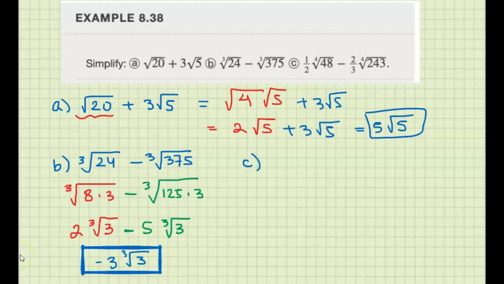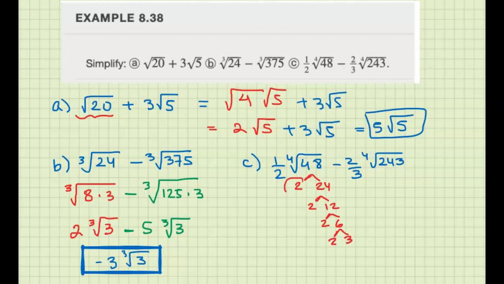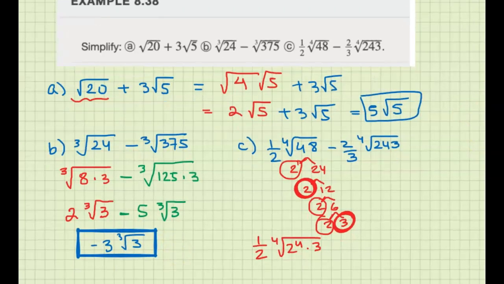Alright, let's look at C. 1/2 4th root of 48 minus 2/3 4th root of 243. Now with 4th roots, it's harder for me to remember perfect fourths. So we're going to factor 48. So this is 2 times 24, 2 times 12, 2 times 6, and 2 times 3. Alright, so these are my prime factors. So this is 1/2 4th root of, there's 4 2's here, 2 to the 4 times 3. And so this is a perfect 4th power.